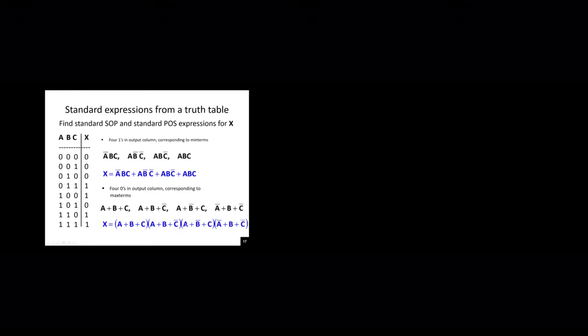This third sum term corresponds to this third row of the truth table, because if A is 0, B is 1 and C is 0, then A or B bar or C will be 0 or 0 or 0, which will be 0. So the key thing to remember: when you're writing down a sum of products, you're looking for rows in the truth table where the output is 1. When you're writing down products of sums, you're looking for rows in the truth table where the output is 0. Okay.